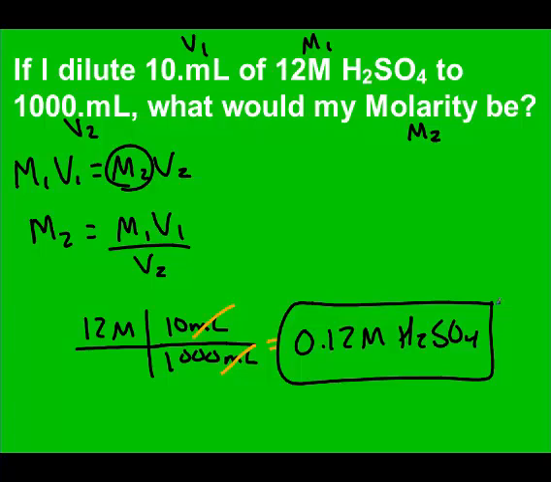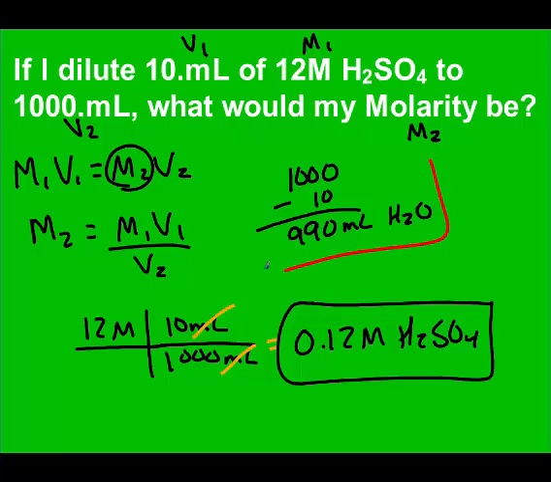And so this is how we got 0.12 molarity H2SO4. If it had said how much water do we need to add, we added 1,000 minus 10, or 990 milliliters of water was added to the 12 molarity H2SO4 to dilute it to 0.12 molarity. But this step wasn't needed in this problem. But if you were asked water, that's how we would solve it.